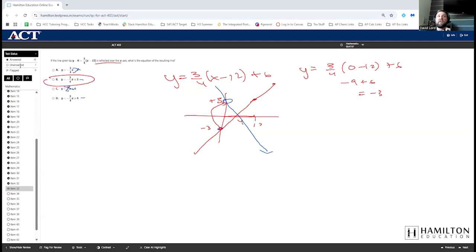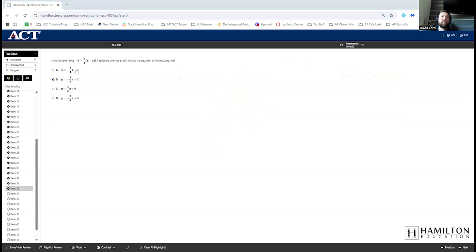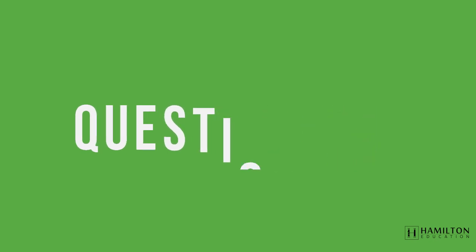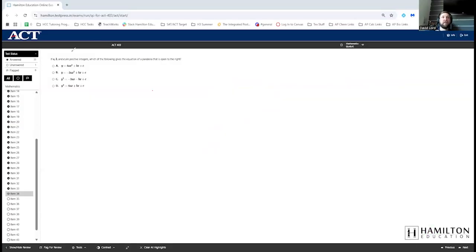You can also do this on the graphing calculator. But it's a little bit harder to do. Graphing it and using scratch paper and visualizing it can help you narrow down the choices. You could also graph all 5 of these on your graphing calculator and just pick the line that is the reflection of that line.